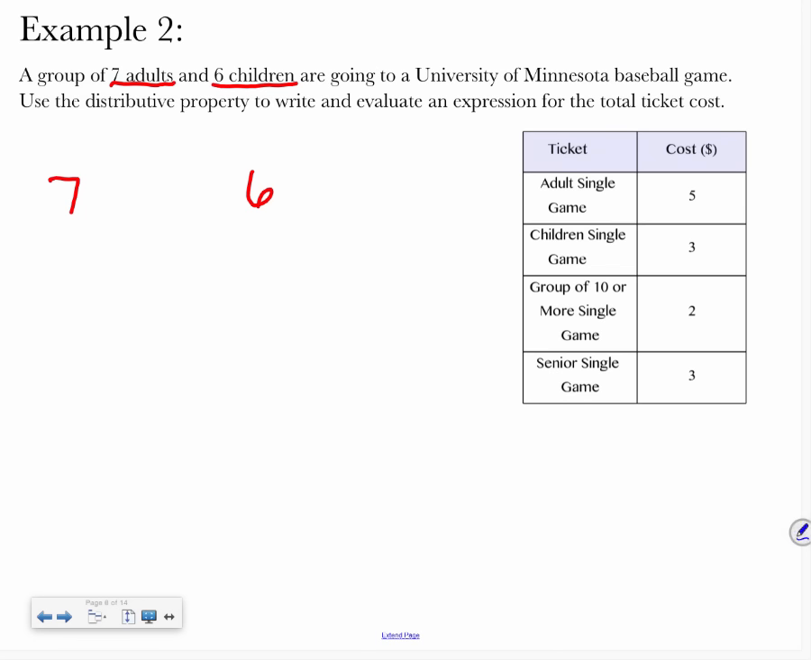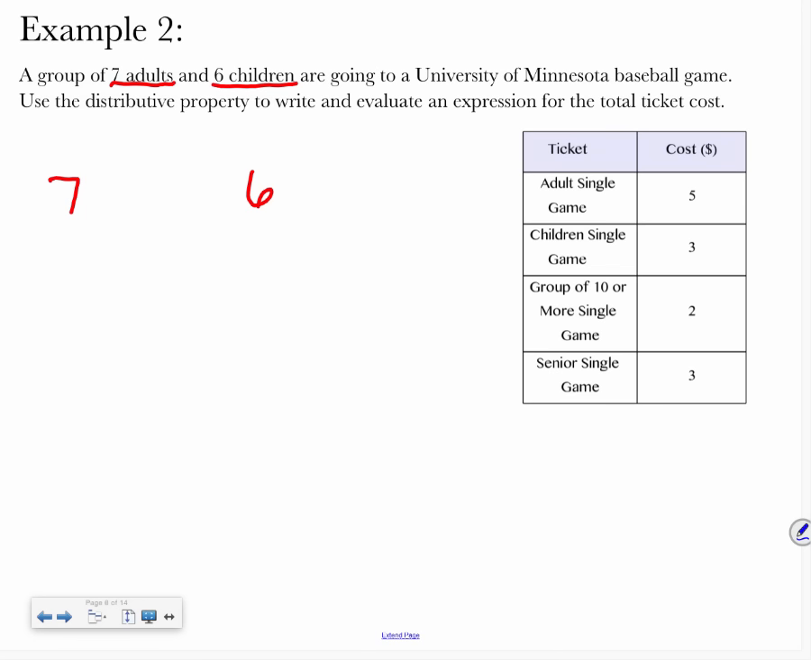How much is it for an adult to go to a game? It is, see, we have an adult single game is $5, children's single game is $3, a group of 10 or more single game, and then a senior single game. Okay?